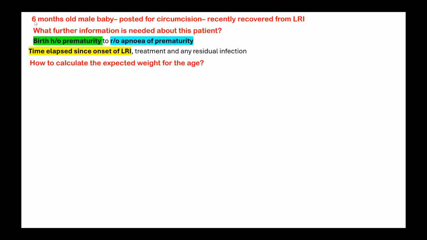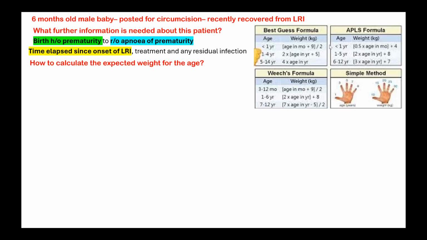So for example, this child is 6 months old. You add 9 to that, it becomes 15, divided by 2. You expect this child to be 7.5 kg. And if the birth weight of the child is 3 kg, it should be 3 times that at the end of 1 year. That is the rough calculation. So there are so many formulas. Up to 1 year, age in months plus 9 divided by 2. And 1 to 6 years, it is twice the age plus 8. And 7 to 12 years, 7 into age in years minus 5, by 2. So there are so many formulas.